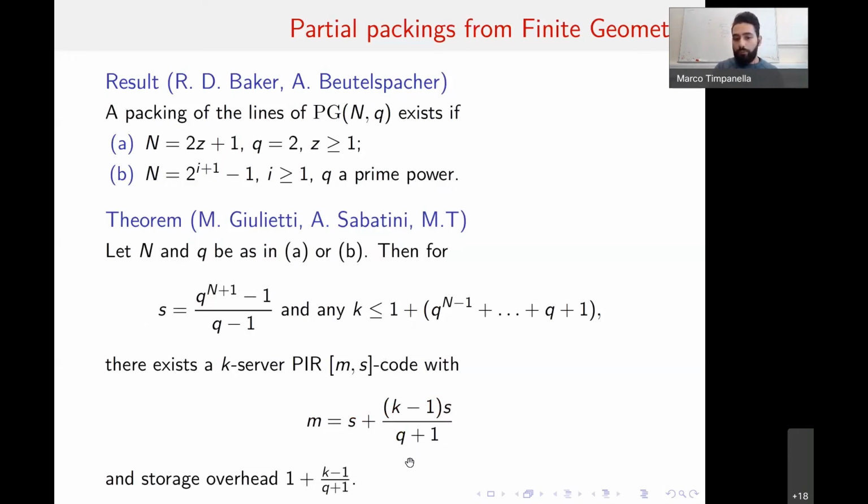In particular, observe that the storage overhead of this family of PIR codes has this shape, where if we fix k and we let q go to infinity, we can see that this parameter goes to 1. So this family of PIR codes is asymptotically optimal in terms of storage overhead.